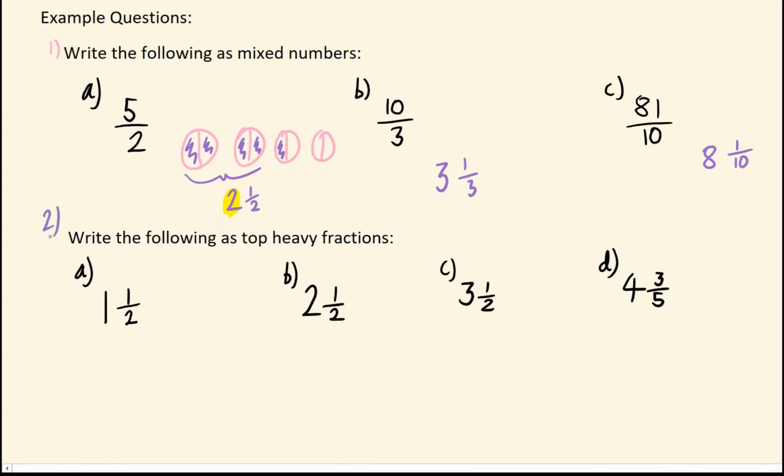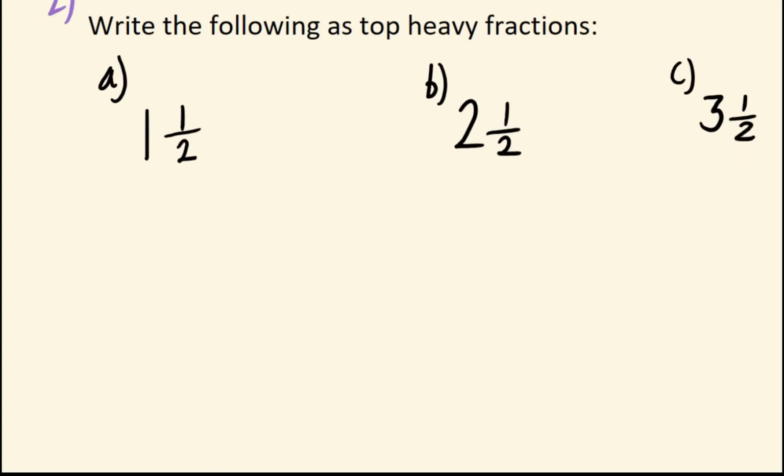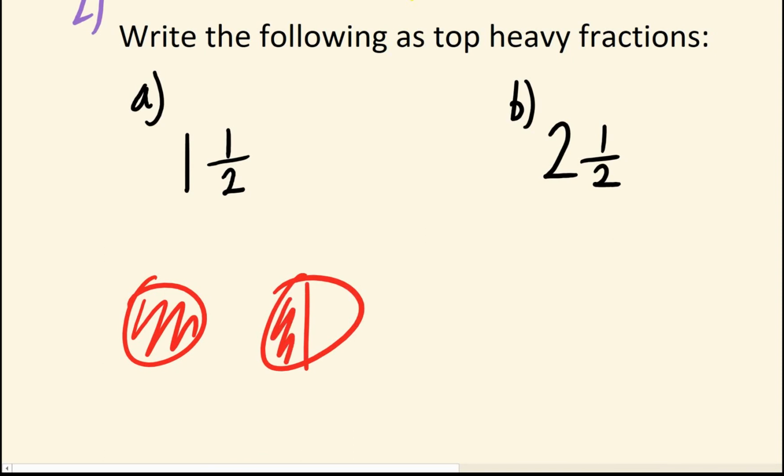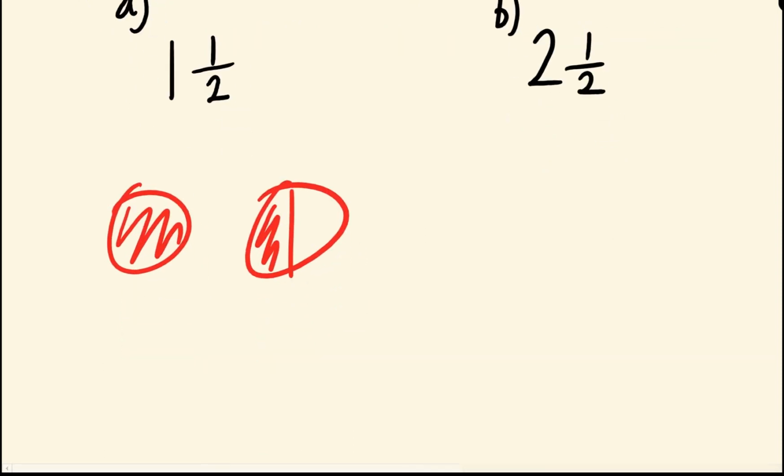On to the second half. This is slightly more fiddly, but not too much harder. We want to see the complete opposite. We now want to write these as top heavy fractions. So do what I did with part A for the last one. I'm going to draw it out. I have 1 full circle and I have half of a circle. And what I'm going to do, I'm going to chop this circle into halves as well, because I want to see how many halves I have altogether. In this case, it is 1, 2 and 3. Altogether, I have 3 halves because there are 2 halves in each whole.